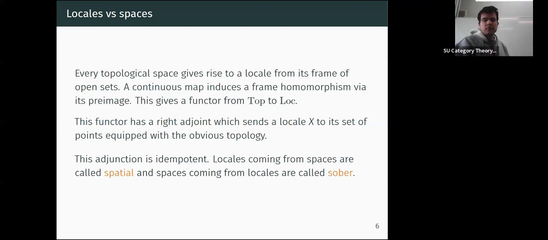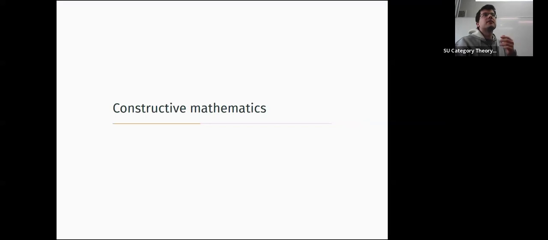Okay, good. Yes? Just a quick question. These points, do they correspond to exactly frame homomorphisms into two? Yeah, we're getting there. Well, no, into truth values, which classically is two. Classically, it's into two. But we will get there. So yes, they correspond to maps from the terminal locale into the locale you care about.